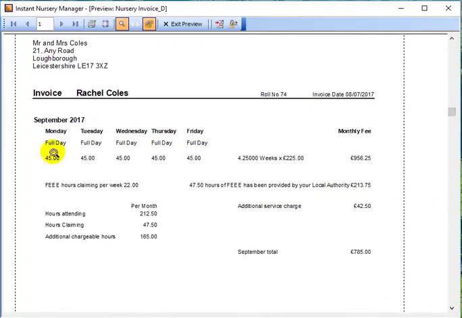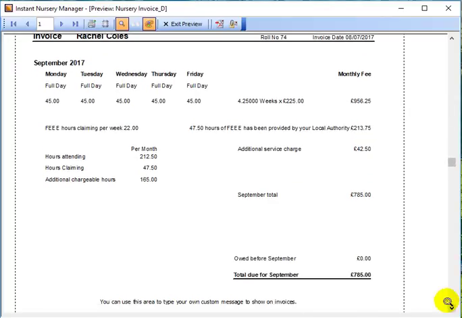You can see quite clearly now, there's the normal fees with the weekly fee times 51 divided by 12. The system's picked up that the child is claiming 22 hours per week, or 47.5 hours a month stretched over the year. Hours attending 212.5, hours claiming 47.5, additional chargeable hours 165. It's also added back here the £42.50 for the additional service charge, giving you a total at the bottom with the funding deducted.